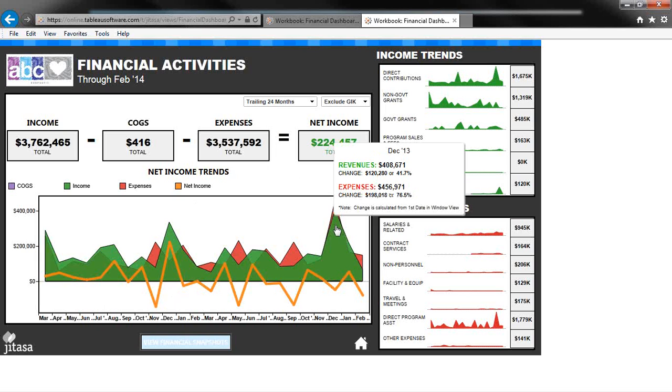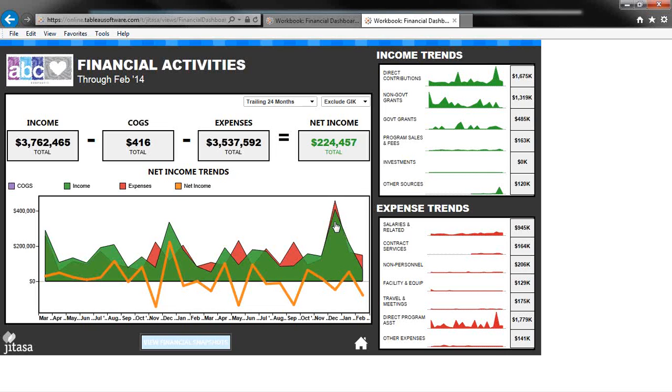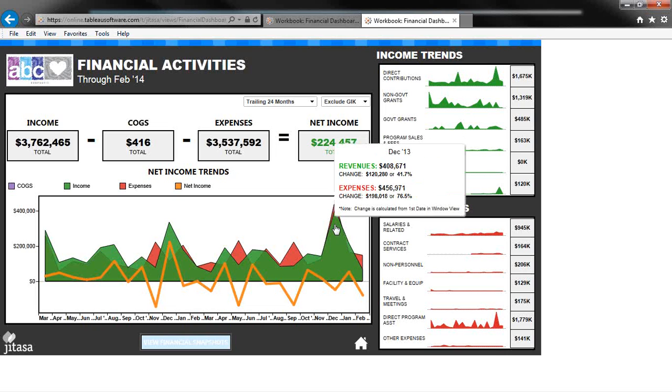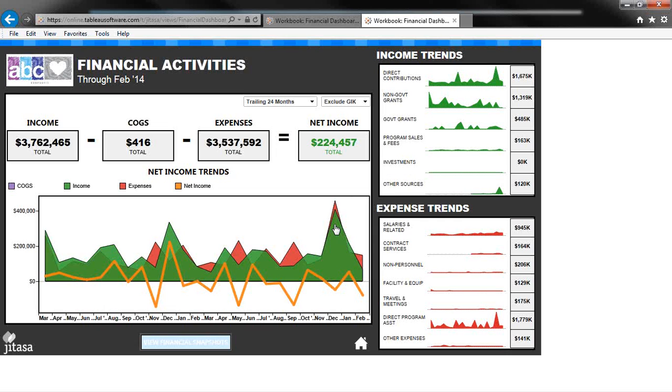You always want to be able to hover for details. A picture will show you where things are going, but through this dashboard, if you hover over any point in time, like December, you'll see the actual revenue and the expense for that time period, along with the change over that same time period. That starts telling you some of the numbers behind the picture, and it allows you to look to where to go.